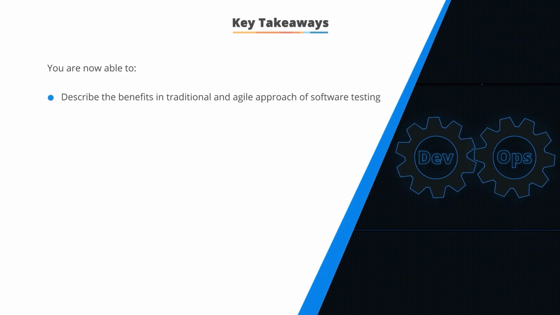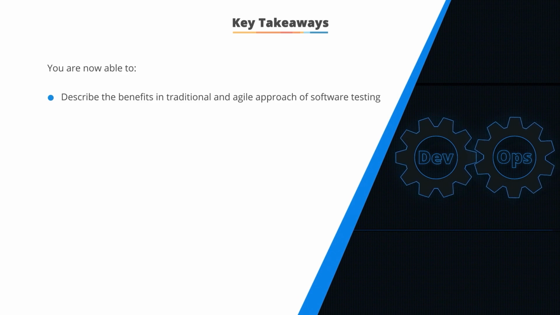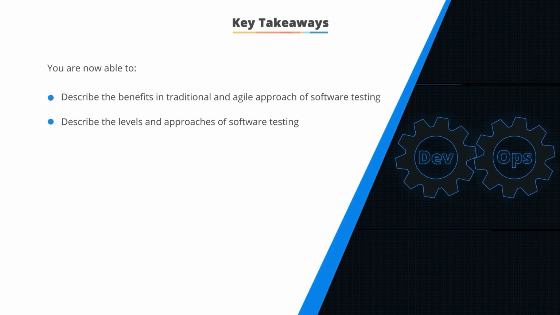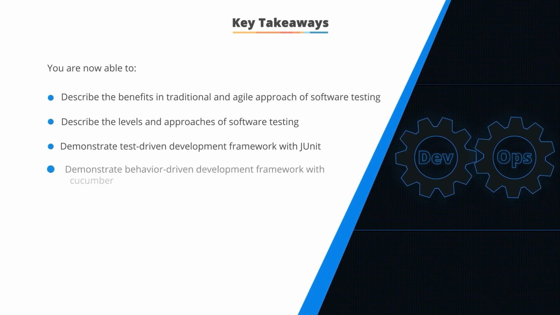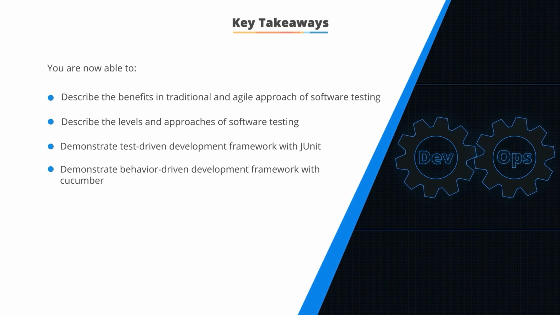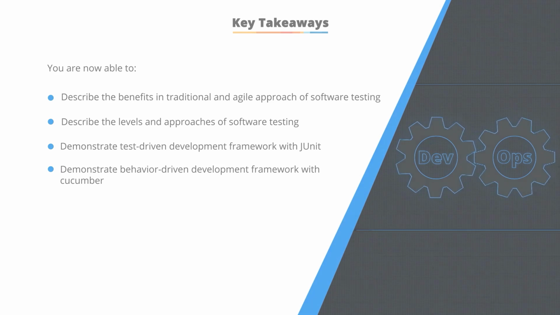Key takeaways. You are now able to describe the benefits of traditional and agile approaches to software testing. You can describe the levels and approaches of software testing. You can demonstrate a test-driven development framework with JUnit. And finally, you can demonstrate a behavior-driven development framework with Cucumber.